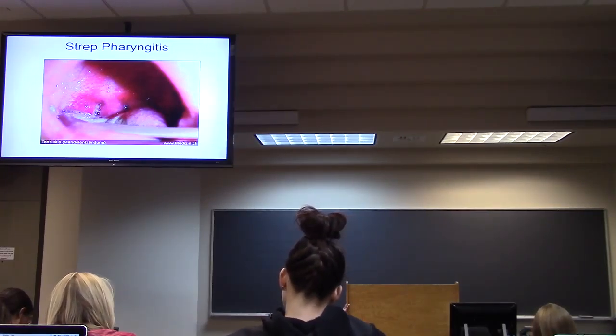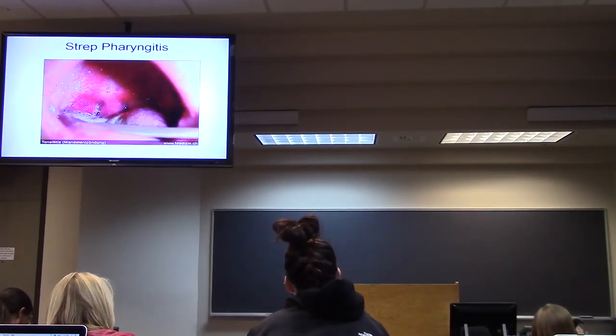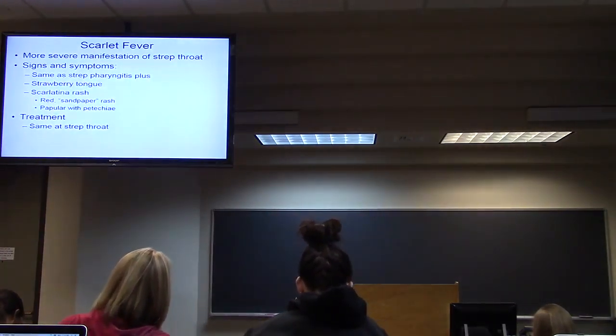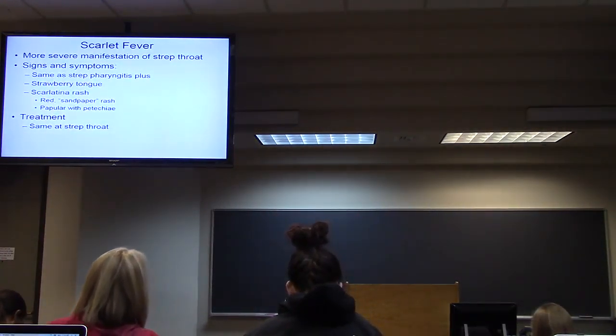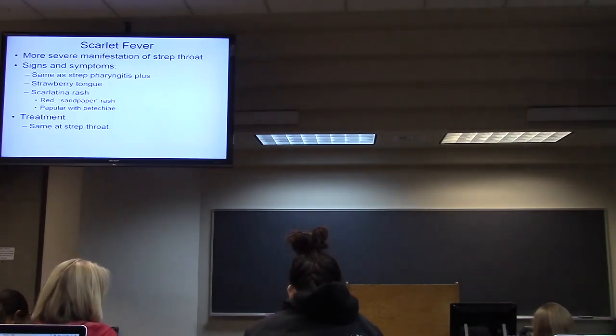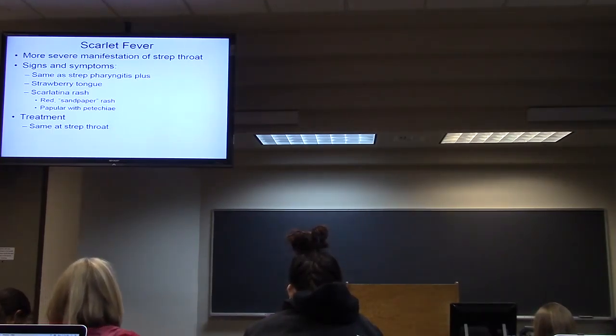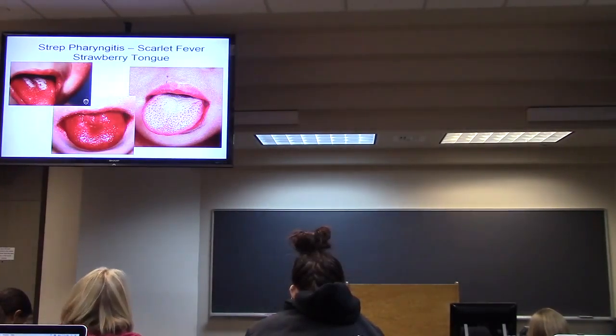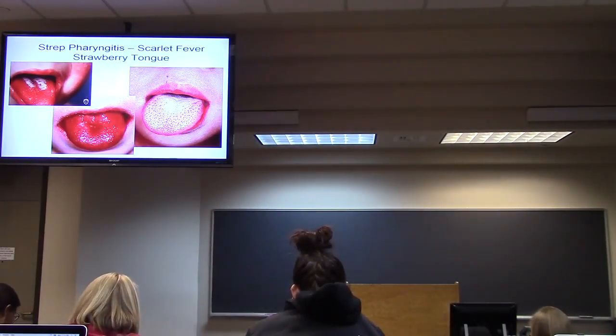So strep, if it's left untreated, can lead to peritonsillar abscess, which is a bad infection of the tonsils. Scarlet fever is where you get everything like the strep pharyngitis, but you get a strawberry tongue, which looks like that. It's just like a little strawberry.